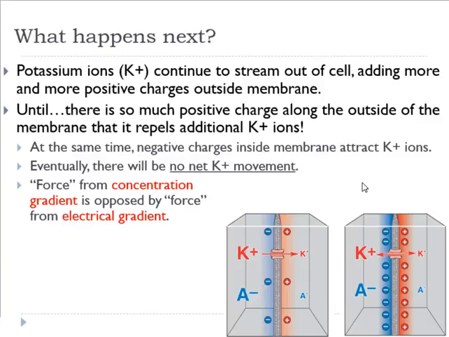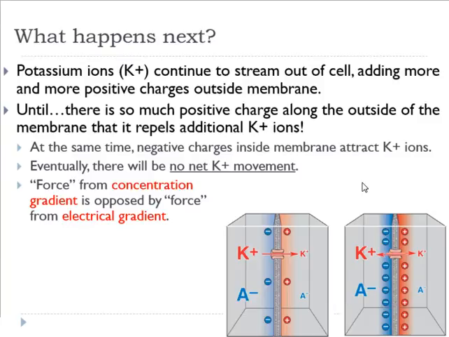And at the same time, you've got negative charges on this side of the membrane that would be attractive to the potassium ions. So potassium ions come over here, and all of a sudden they're being repelled by potassium and attracted by these anions, and so they may basically be swept back to the other side of the membrane.